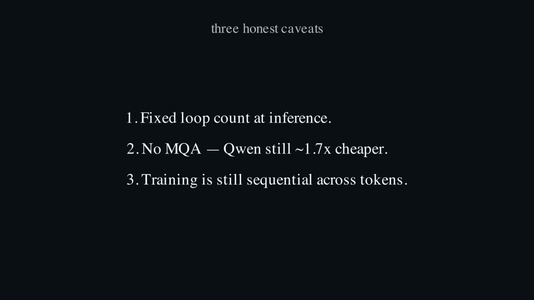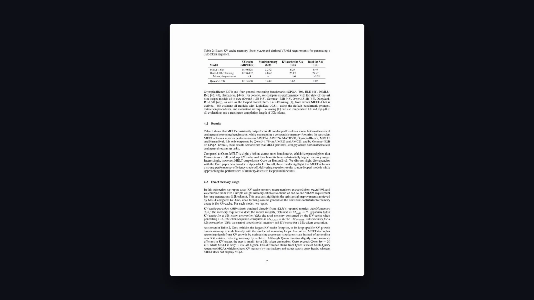3 honest caveats. 1. The number of loops is fixed at inference, no adaptive depth. Yet. 2. MELT does not use multi-query attention. Qwen still wins on raw memory by a factor of 1.7. 3. Training is still sequential across tokens. Chunks help, they are not free. Scaling a language model used to mean making it bigger or making it talk longer. MELT lets it think longer, inside its own hidden state, at fixed memory.